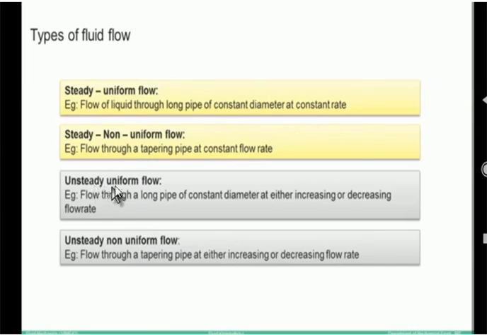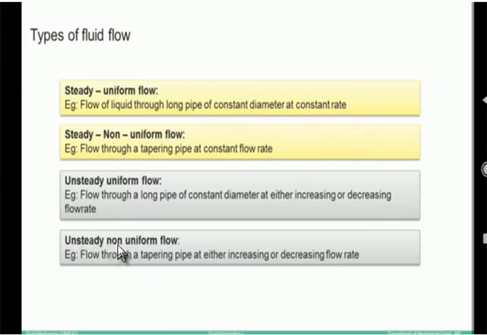Unsteady uniform flow is a flow through a long pipe of constant diameter, that is uniform flow, at either increasing or decreasing flow rate. That is what unsteady means. The flow rate is changed with respect to time, so it is unsteady, and the flow is in a long pipe, so it is uniform flow.